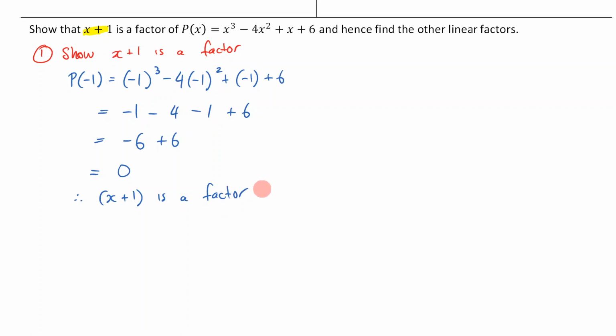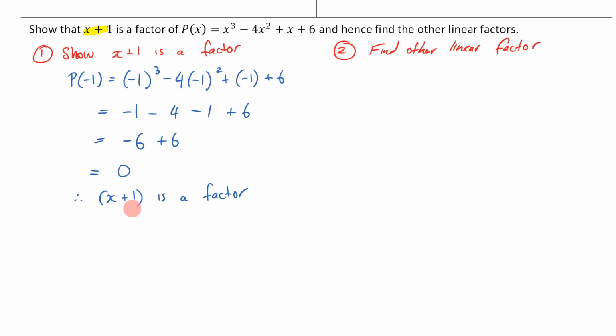Perfect. Now that we've done that, the next thing that we need to do, so step 2 here, is it says find the other linear factors. Now, how are we going to do that? If we have one factor, how are we going to find the other factors?